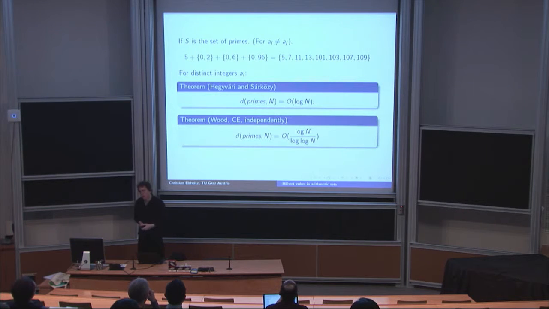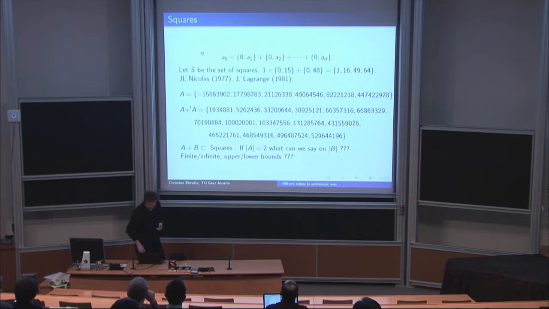This is, of course, a small improvement, but we think of d as the dimension, and so a small improvement in the dimension, in the exponent, so to say, could have some effects. And actually, Alan Wood, who is an expert in logic, had some motivation coming from complexity theory, and he says this says something about the complexity of the set of primes, this small improvement from log n over log log n. So let's talk about squares.